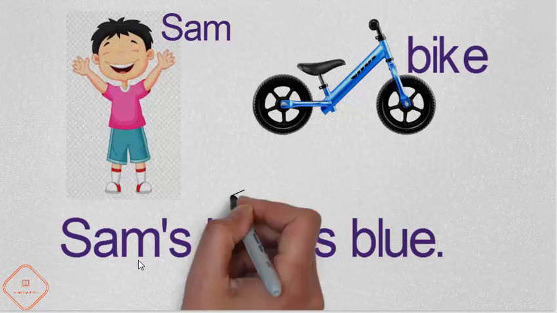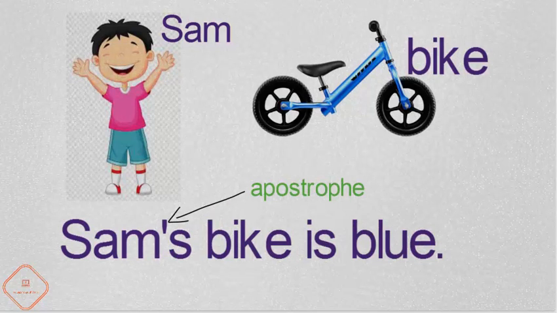We have two nouns that come together, Sam and bike, and Sam owns the bike. It's his bike. So we use the apostrophe here and the S to show who owns the bike. So Sam's bike is blue. Or we can say that is Sam's bike. This is how we show possession, or we show who owns something. And this is what we mean by a possessive noun.